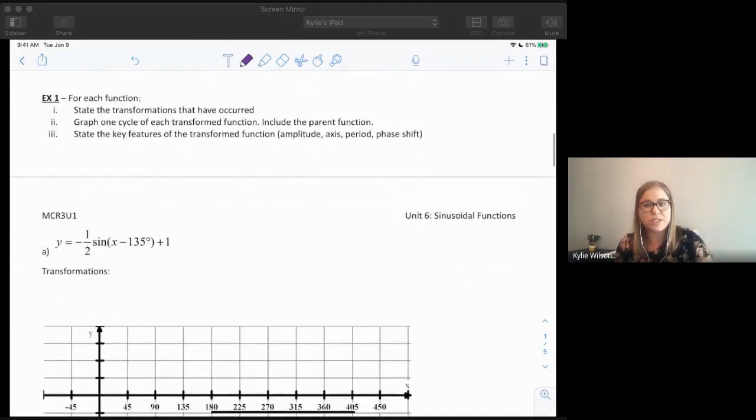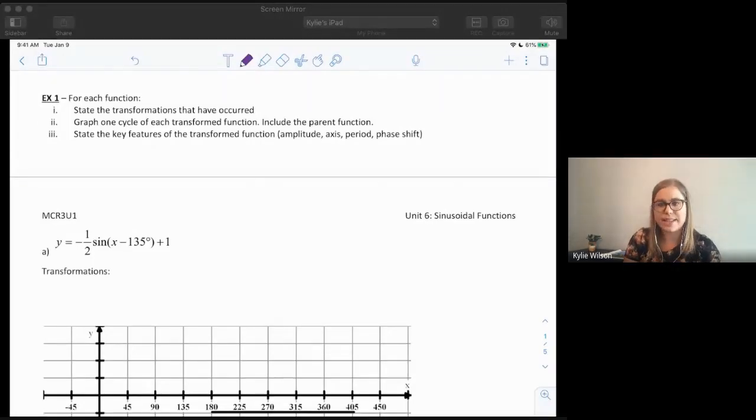So what you'll have to do is you'll have to first state the transformations, the usual. Then we'll graph one cycle of each transformed function. For these types of questions, when I ask you to graph, I will be very clear of how much I want you to graph of it in order to get full marks, because these could go on forever and ever and ever. But I do need to see 5 clear points. So typically at a minimum, we always graph one cycle. However, I could ask you for more or less on a test, but I would be very clear about that.